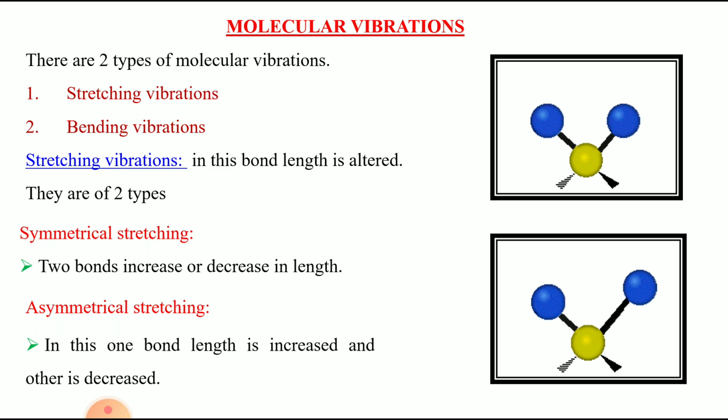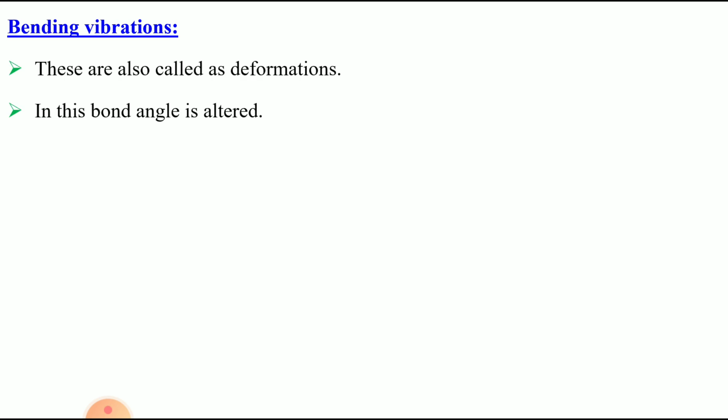Next we are discussing bending vibrations. In bending vibrations, the bond angle is altered. Bending vibrations are also called deformation vibrations. They are of two types: in plane bending and out of plane bending.